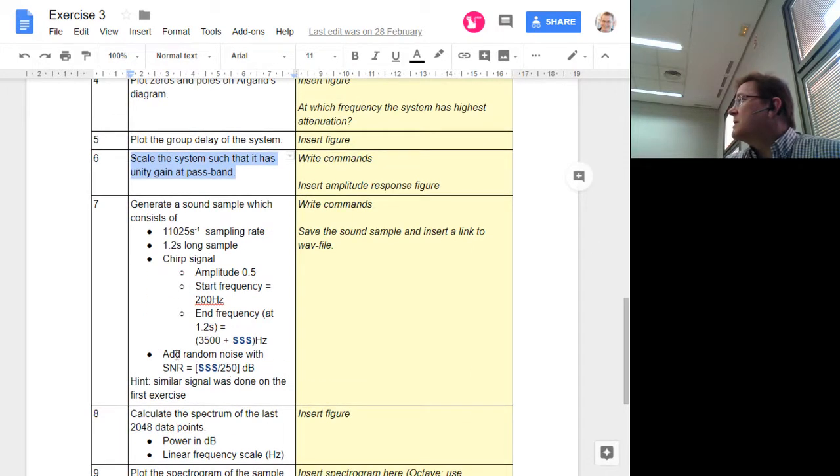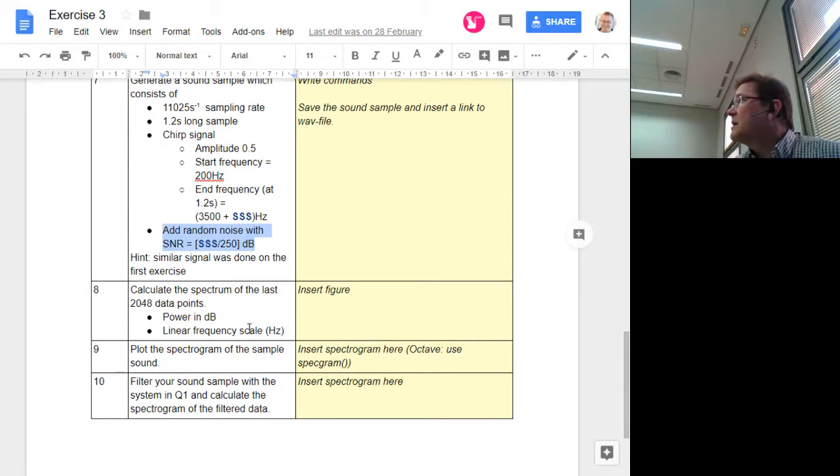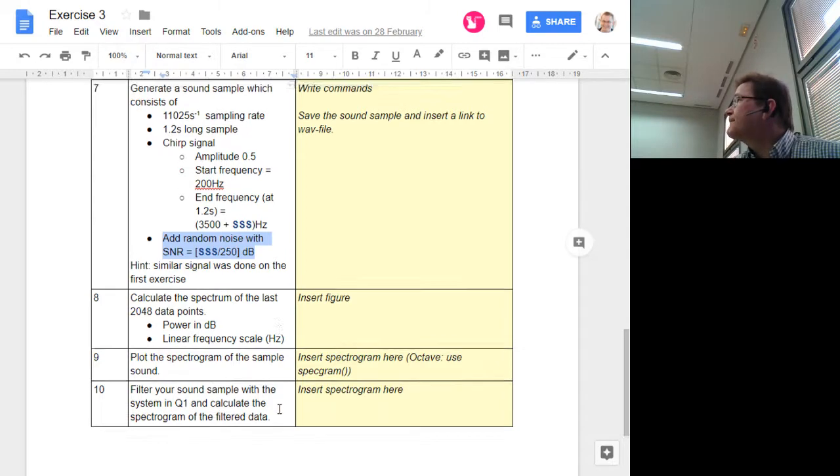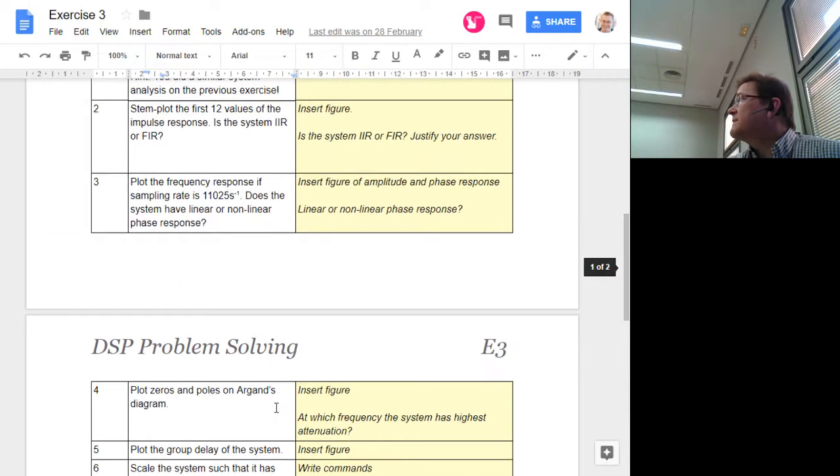Then scale the system such that it has unity gain at passband. And then there's again random noise with some given signal to noise ratio for that kind of signal, calculating the spectrum and plotting the spectrum and filtering. First part of filtering. But anyways, let me first go through briefly what this all is about.